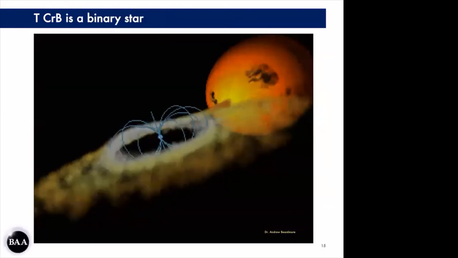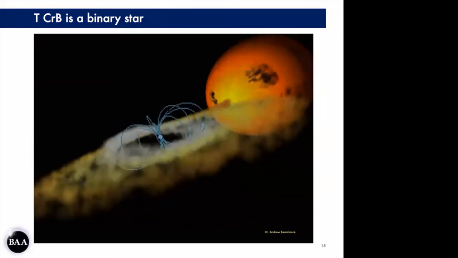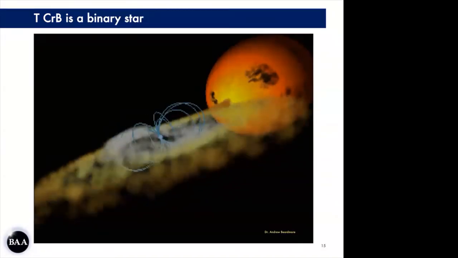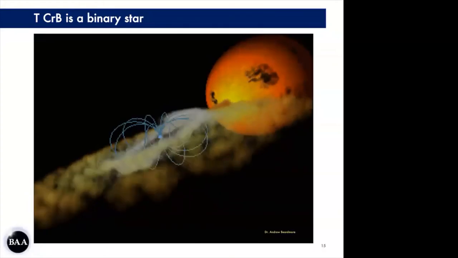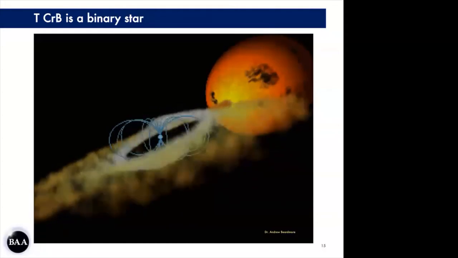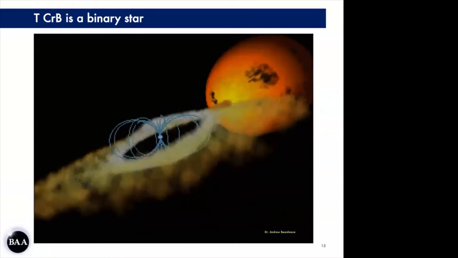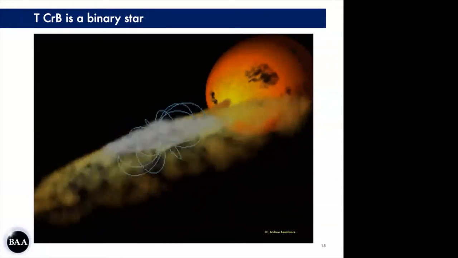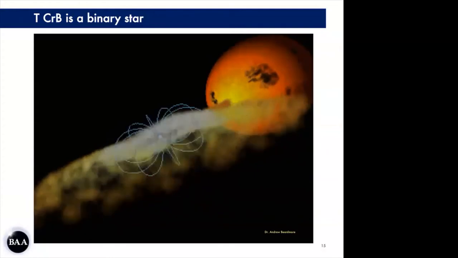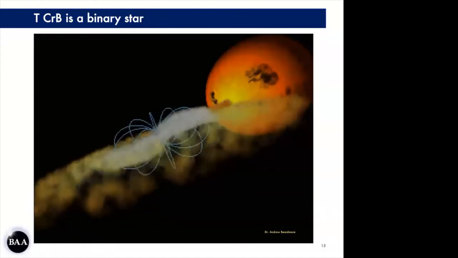So let's look at a little bit more detail about what's happening with T Corona Borealis. It's actually a binary star, made up of a red giant star, that's the big star on the right here. And that star is orbiting a much smaller star known as a white dwarf. You can just about see the white dwarf in the center there. The white dwarf has an extremely strong gravitational field, and that causes material to be drawn off the red giant star.